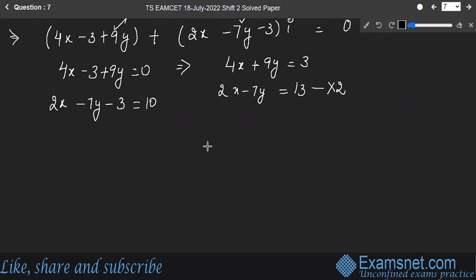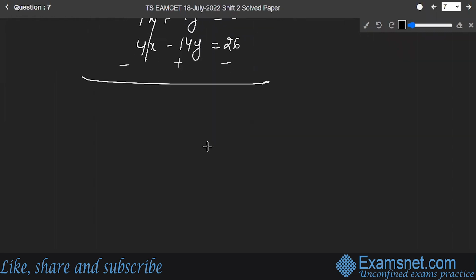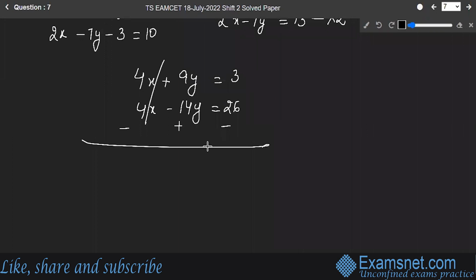You will have 4x plus 9y is equal to 3. 4x minus 14y is equal to 26. Minus plus minus. They will cancel out and you will have 25y is equal to, sorry, 23y is equal to minus 23, which gives you y is equal to minus 1. And from there, you can calculate y.